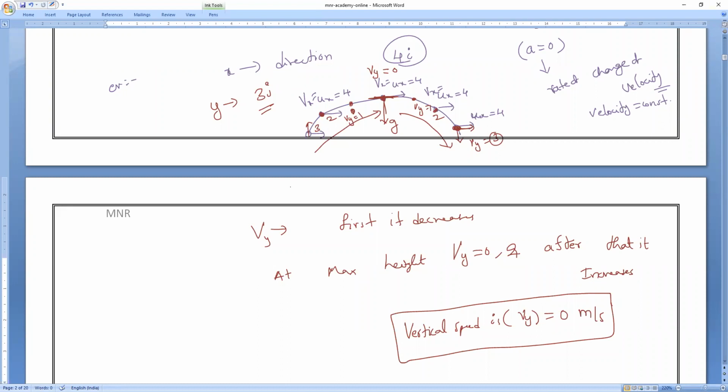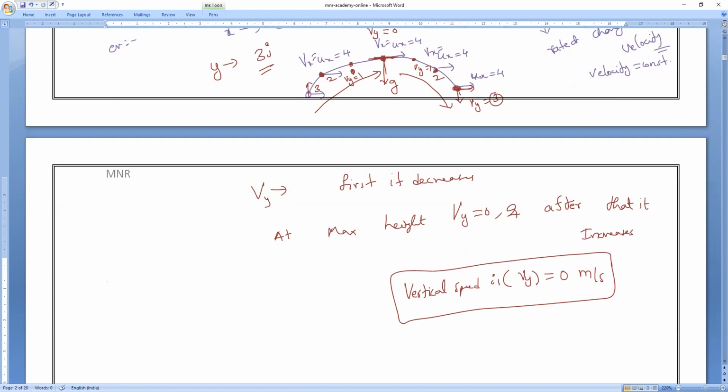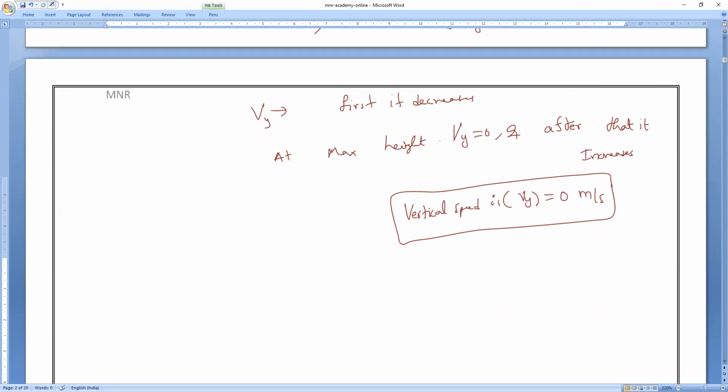Now, let us see, if you have understood till here very well, what are the terminologies we are going to use in this projectile motion and how to derive the formulas for that. That is all we are going to discuss with the help of equations of motion. So once again, I will quickly revise the equations of motion.